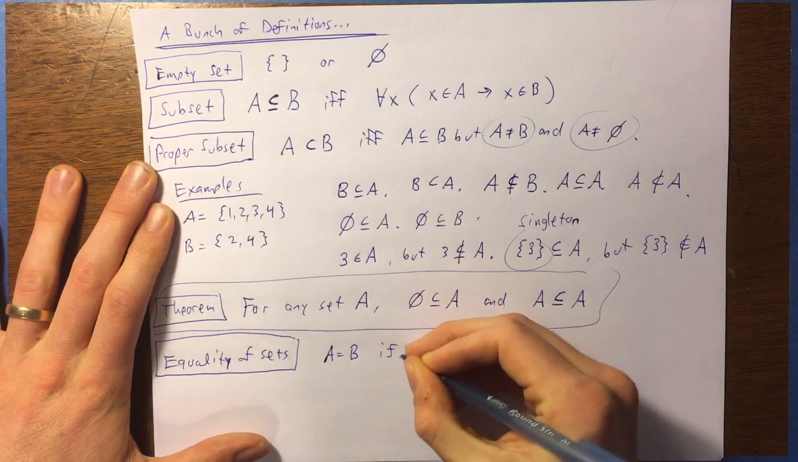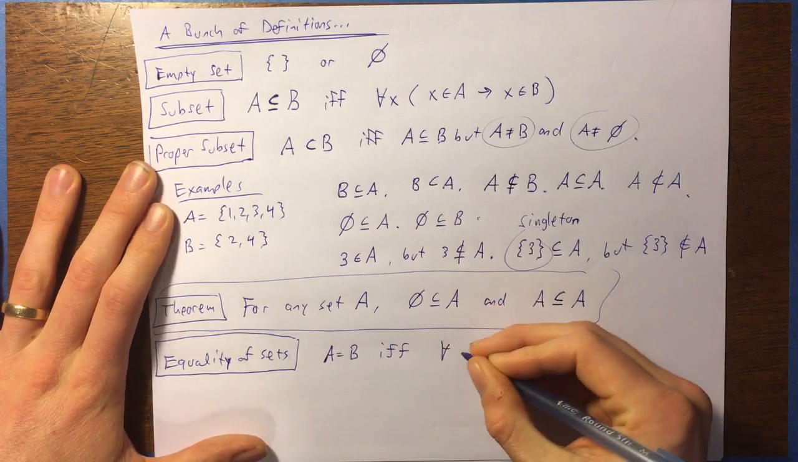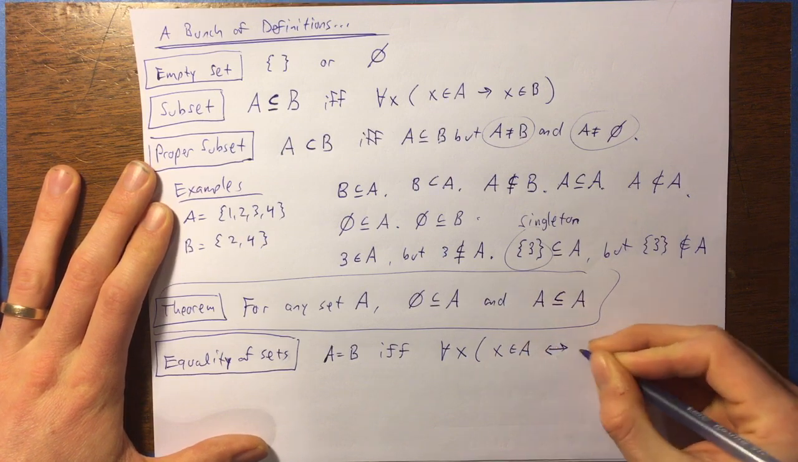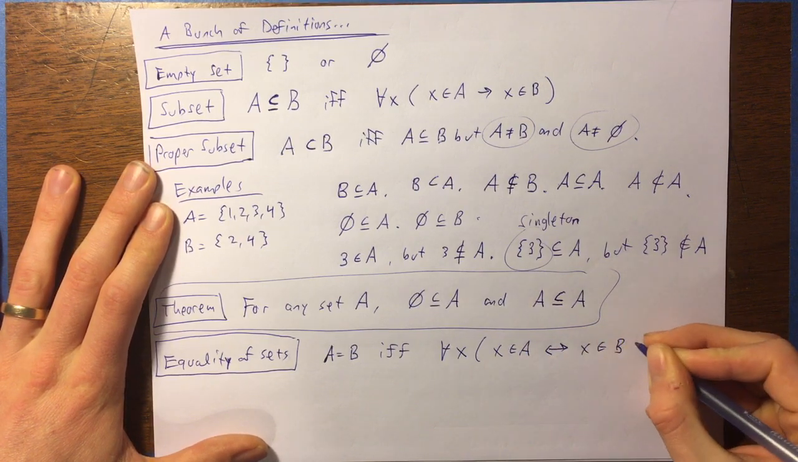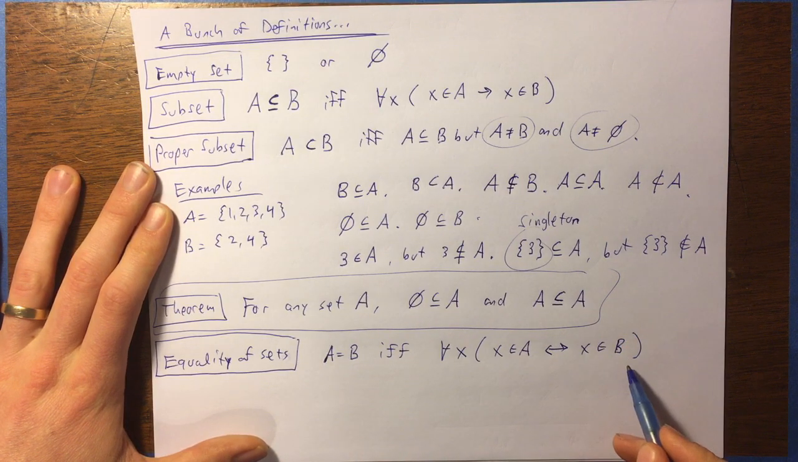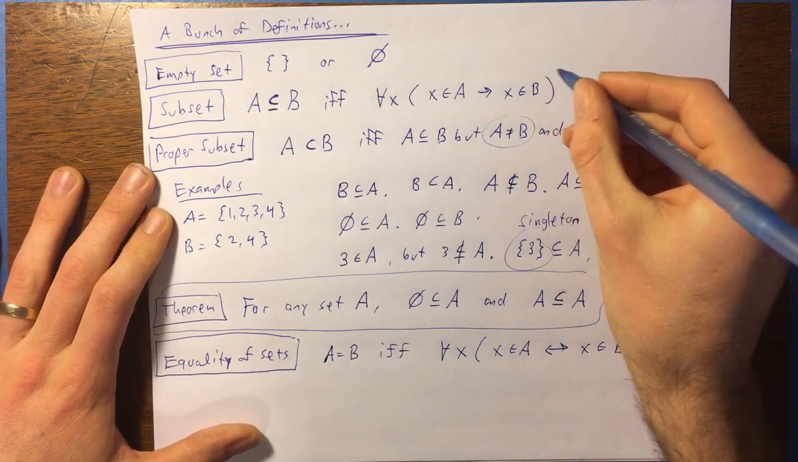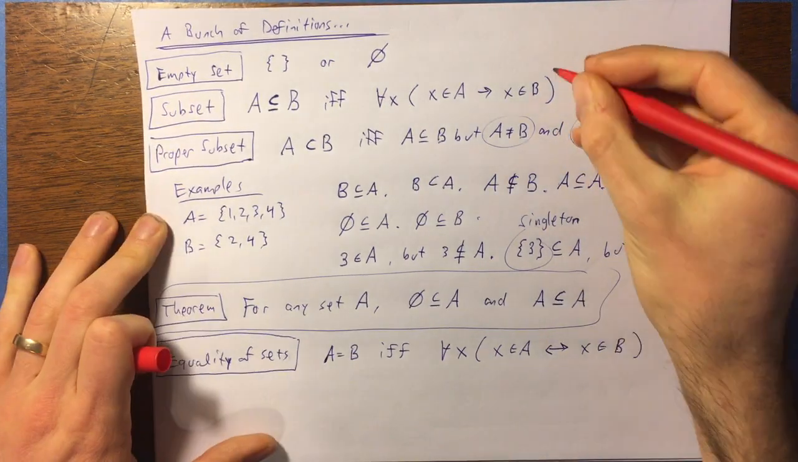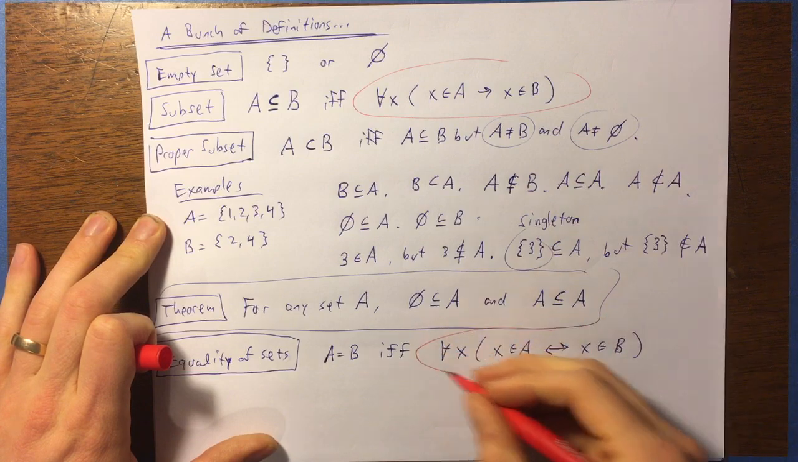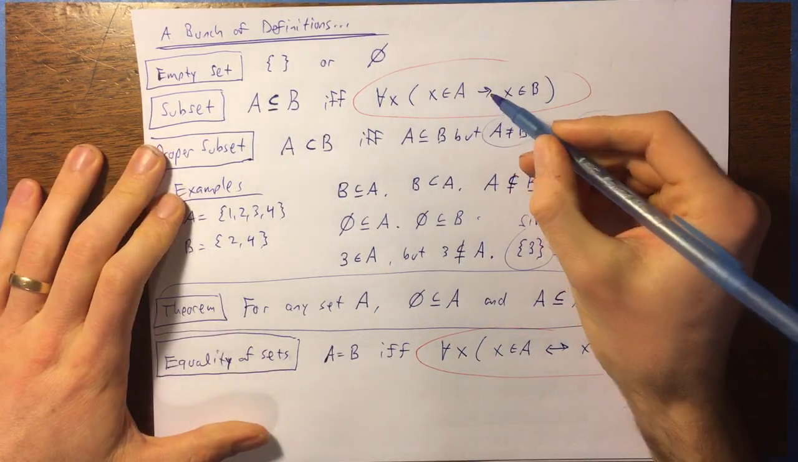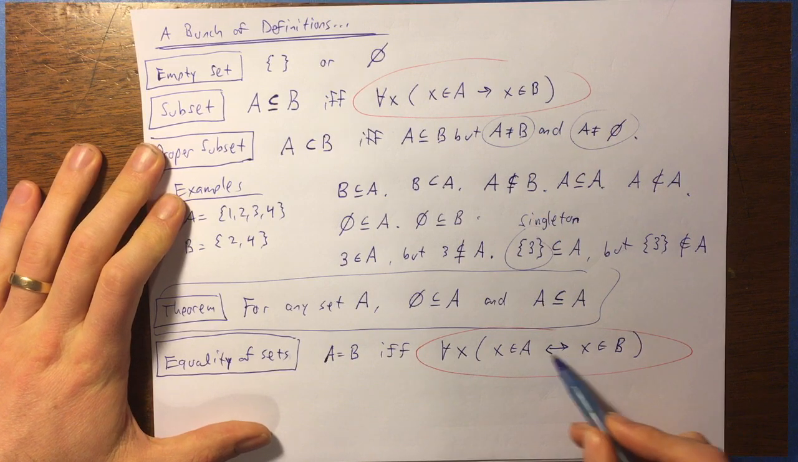A equals B if and only if for all x, x is an element of A if and only if x is an element of B. Like that. This is what it means for two sets to be equal. Now you'll notice that looks a lot like this one. So let me just put circles around these. That looks a heck of a lot like this right here, right? Look at the similarity between those. The difference is this is one-way implication. This is two-way implication, biconditional.